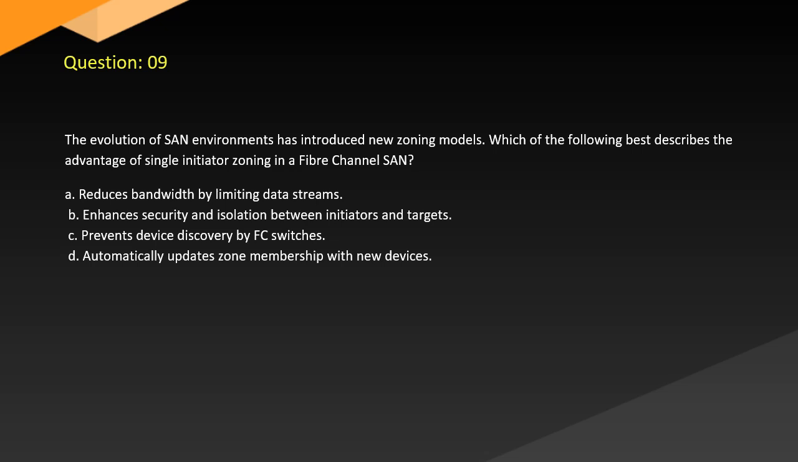Question 9. The evolution of SAN environments has introduced new zoning models. Which of the following best describes the advantage of single initiator zoning in a Fibre Channel SAN? A. Reduces bandwidth by limiting data streams. B. Enhances security and isolation between initiators and targets. C. Prevents device discovery by SAN switches. D. Automatically updates zone membership with new devices.